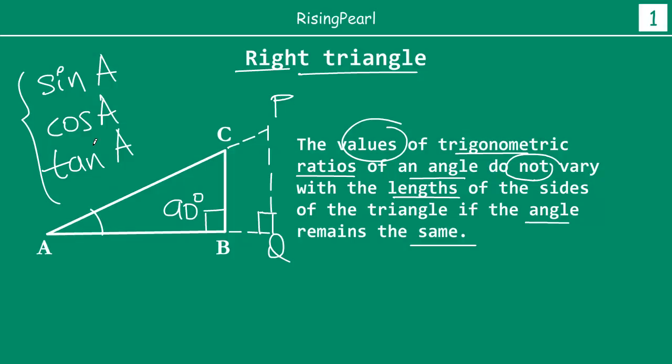So the sine A, cos A, tan A, whatever the value I get in triangle CAB, let us just say that I get this as X, Y and Z. In triangle PAQ also these values will be exactly the same. Even though I have increased the length of the sides, so from AC to AP and AB to AQ, the trigonometric ratios will remain same as long as my angle A remains same. This is very important and we should always keep this in mind.